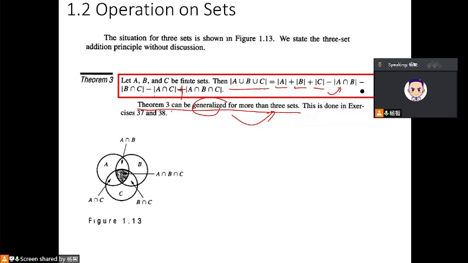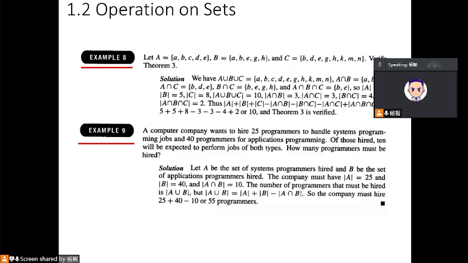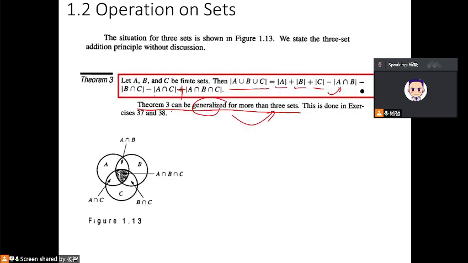So this is also the inclusive and the exclusive property, but this is for 3 sets, and we can also generalize it for more than 3 sets. Okay. Who can tell me why we have this conclusion? Why?